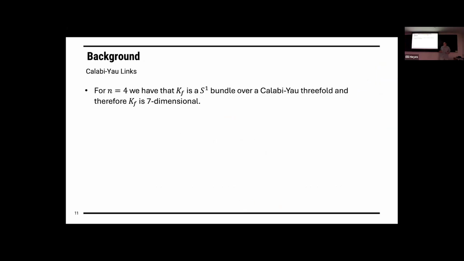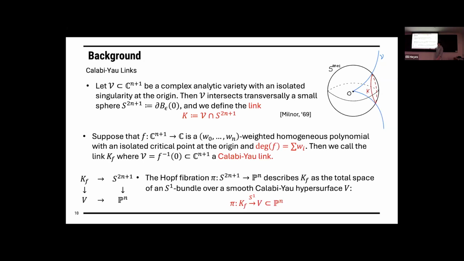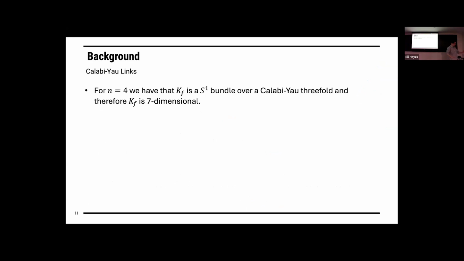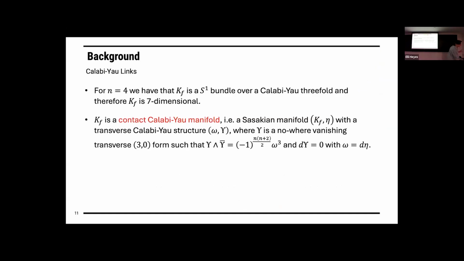Now, if we just consider the case where n equals 4, so if we go back, this is now an S1 bundle over some Calabi-Yau threefold within P4. Then in this case, because it's an S1 bundle over a Calabi-Yau threefold, the link is 7-dimensional, and first I should say this is a contact Calabi-Yau manifold, which just means it's a Sasakian manifold that has a transverse Calabi-Yau structure, where the Calabi-Yau structure is given in terms of the contact one form.